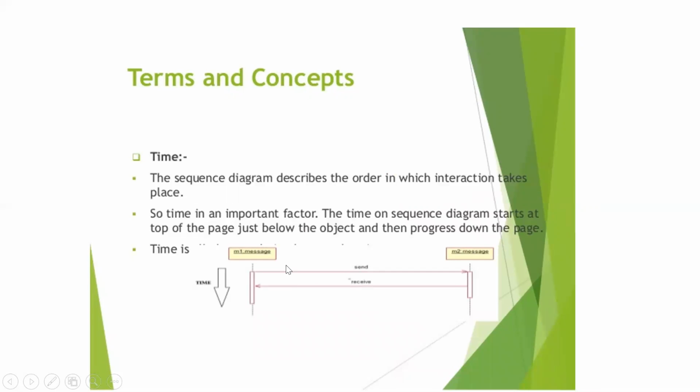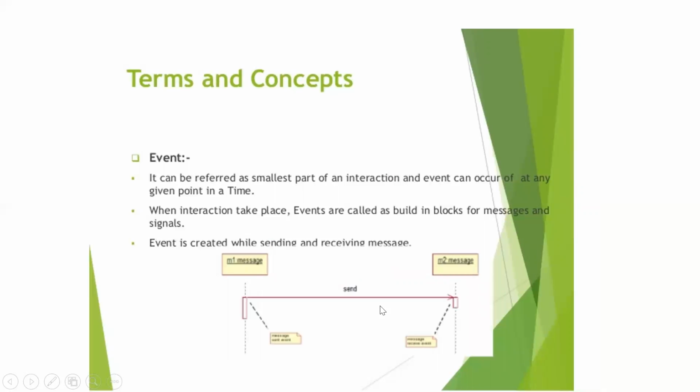Time is the sequence of numbers given on the messages which are passed between objects. The time on a sequence diagram starts at the top of the page, just below the object, and then progresses down the page. Event can be referred to as a small part of an interaction. An event can occur at any given point of time or as a particular action by some object.